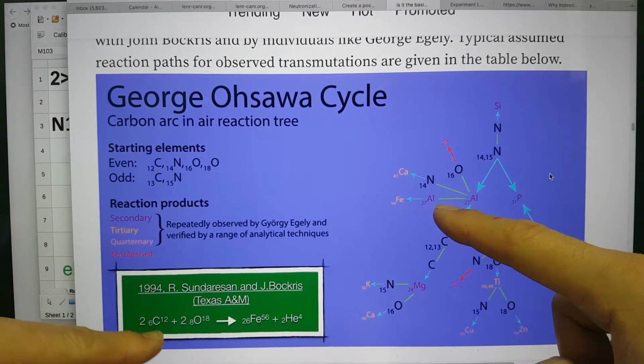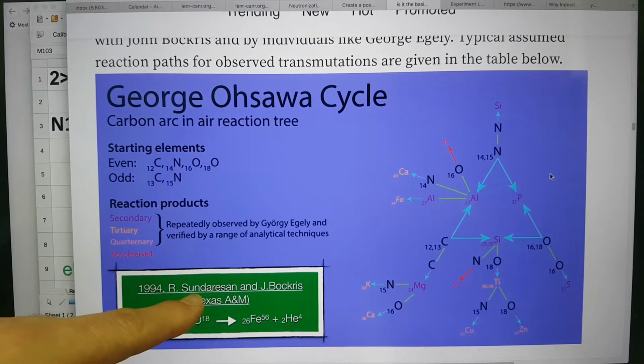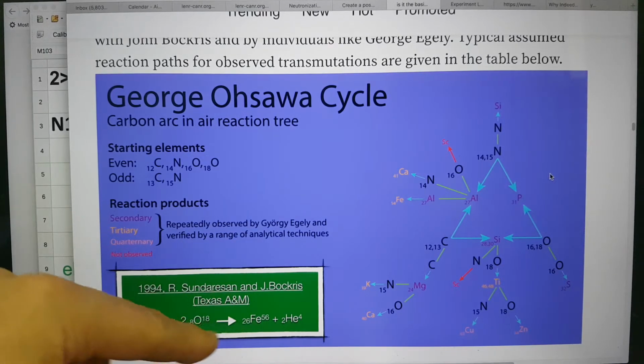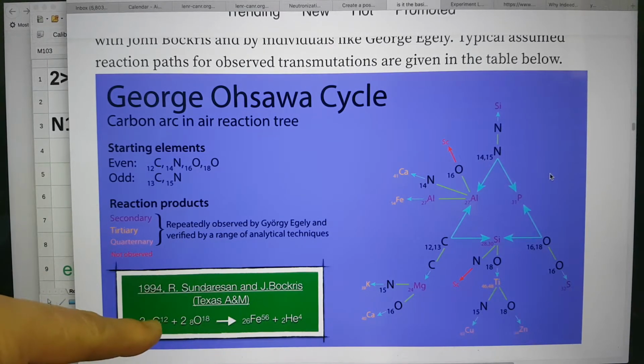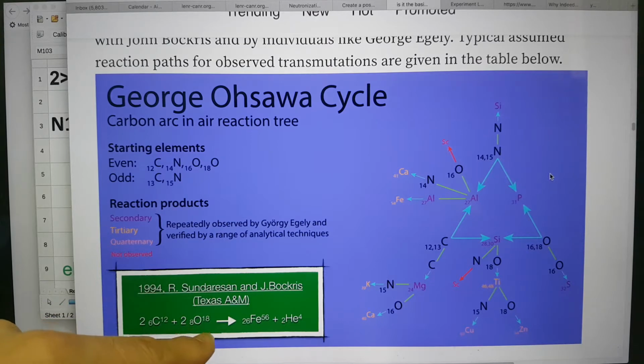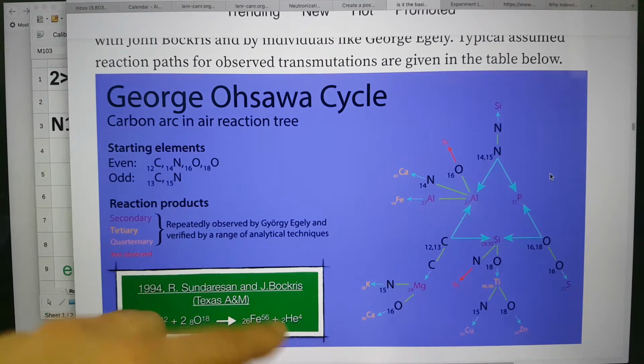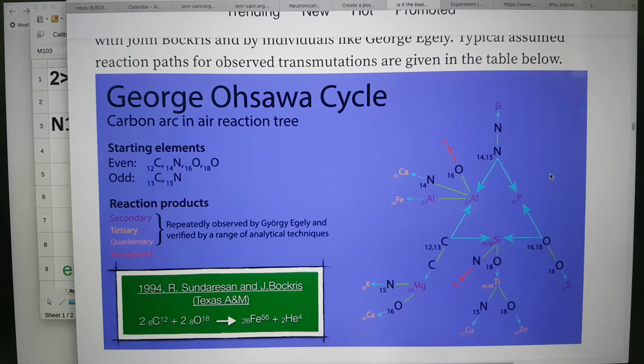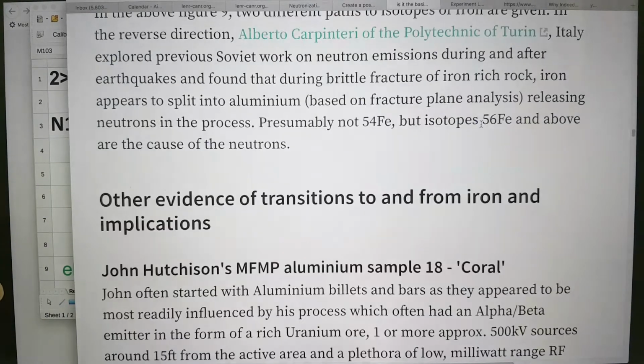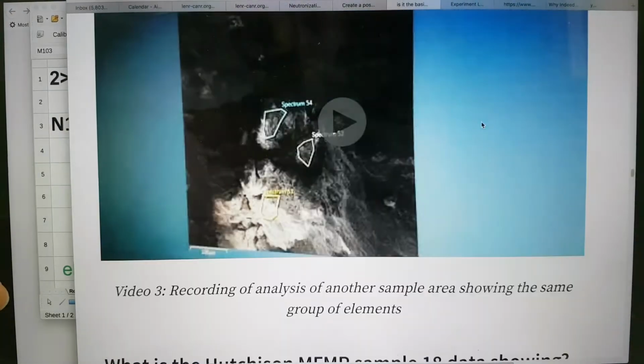But there's another way you can get there. Sundar Sen and John Bockris at Texas A&M, when they were replicating George Ohsawa, found that using 2 carbon-12s and 2 oxygen-18s, you can get iron-56 plus helium-4. So there are various ways to get to iron, but as I was saying, it is the most observed.